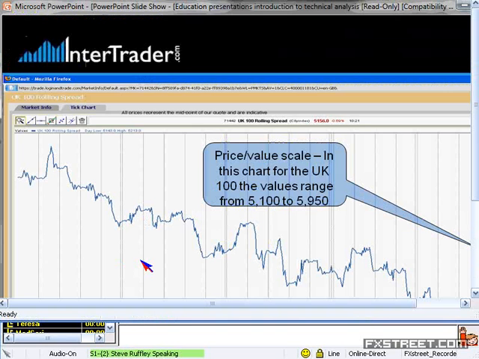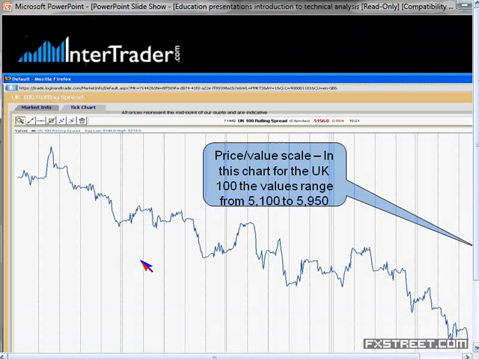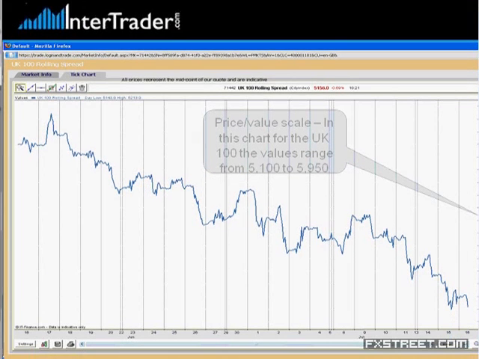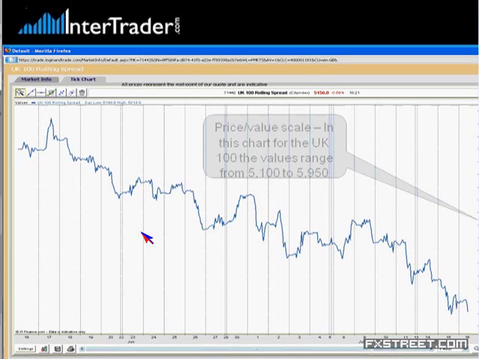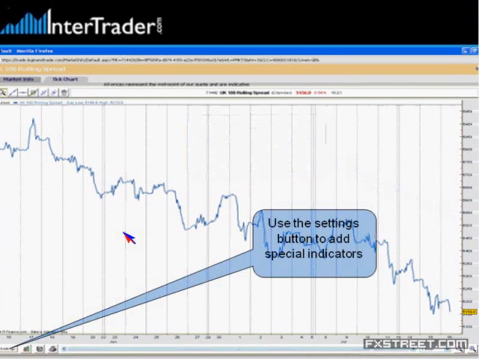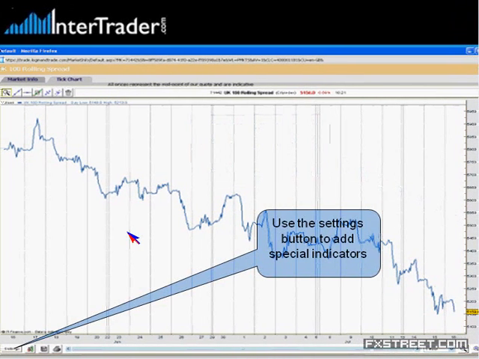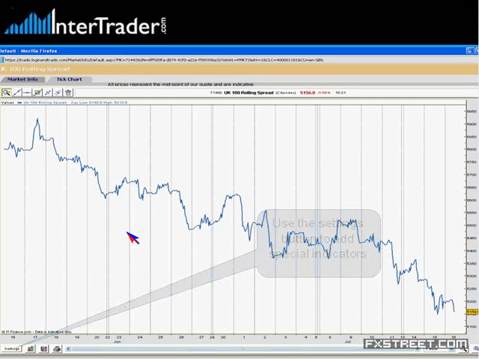Okay, so that's back on now. That should be refreshed, so we should be seeing a line chart, the price value. Then we use these buttons in the top and the bottom left to use our special indicators, to overlay any trend lines or any oscillators.